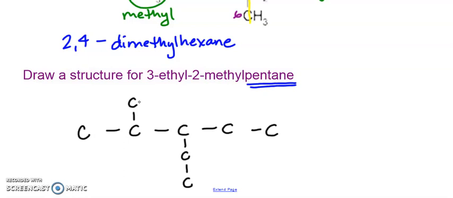Now I'm going to put in my H's. Now I could draw this with a full structural formula. If I do that, I'm going to get H's all around here. It's going to get kind of messy. So what I'm going to do instead is I'm going to draw a condensed formula, kind of like the one that was in the example above.